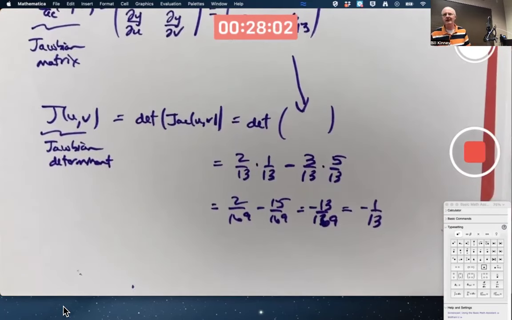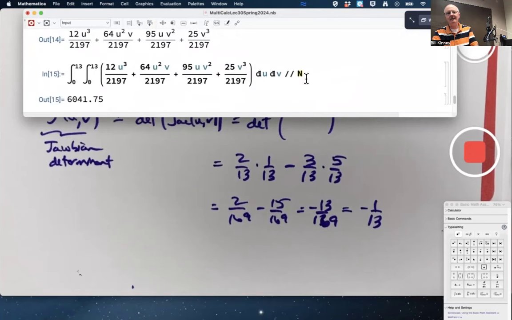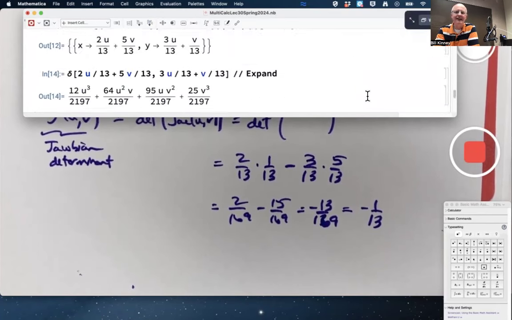That's the Jacobian determinant. Now, finally, what the general change of variables theorem says to do is multiply by the absolute value of the Jacobian determinant, positive 1/13. Let's see if it's right. 464.75, yay, it worked.